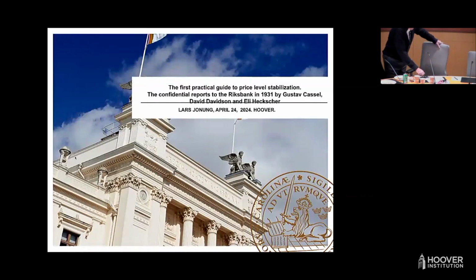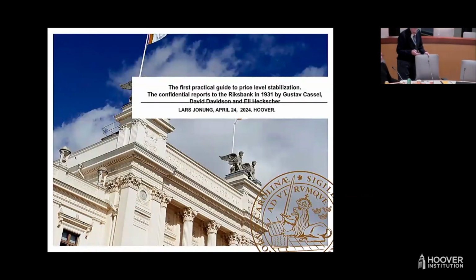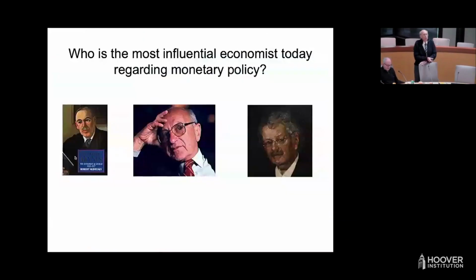To set your mind in the right direction, I would like to start with a question. Who is the most influential economist today regarding monetary policy? And you have a choice between three economists. First, an Englishman, John Maynard Keynes. And his theory is not the guide for modern central banking. And then you have an American in the center with a Hoover connection, in his red Adam Smith tie, Milton Friedman. He proposed monetary targeting that has been tried and it's failed.